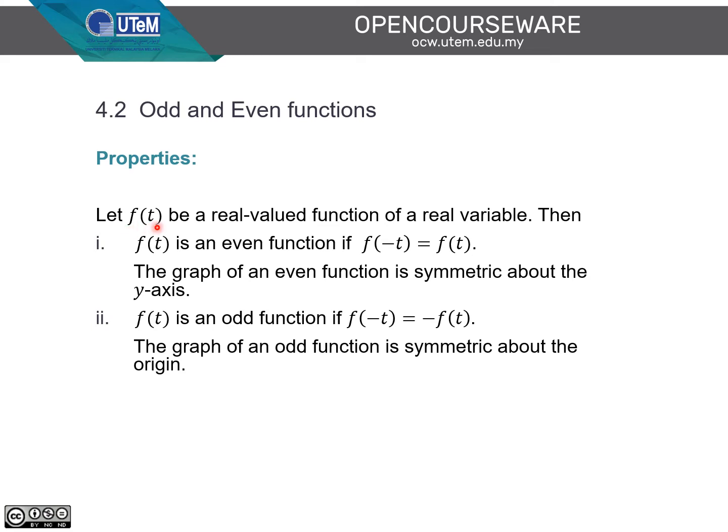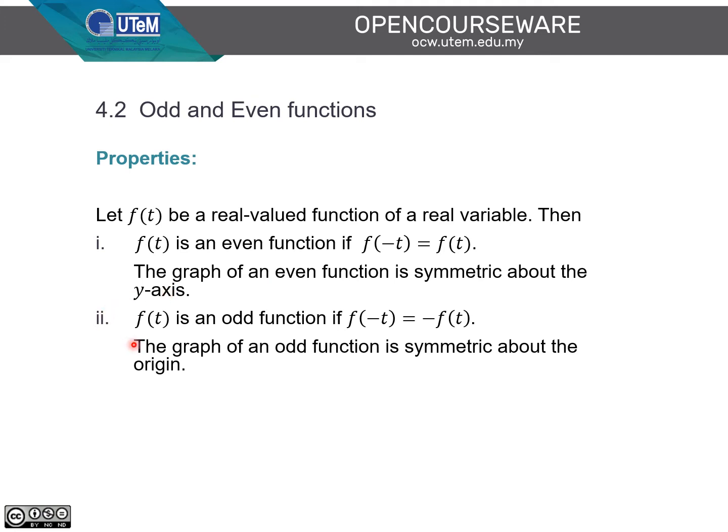Let f(t) be a real valued function of a real variable. Then the function f(t) is an even function if f(-t) equals f(t). Another property of an even function is that the graph of the function is symmetric about the y-axis.